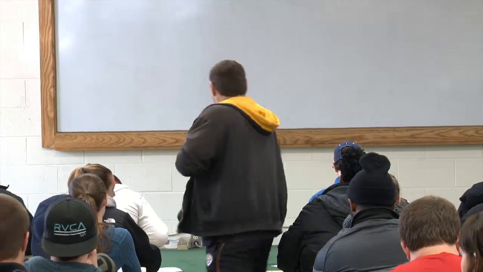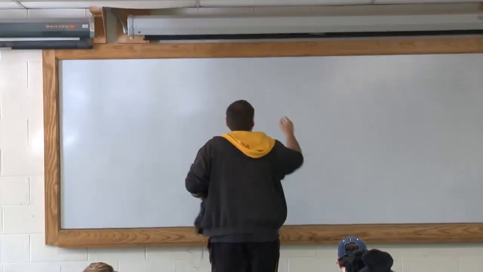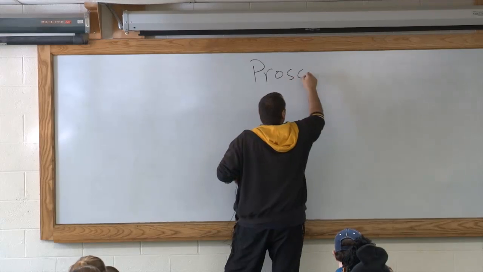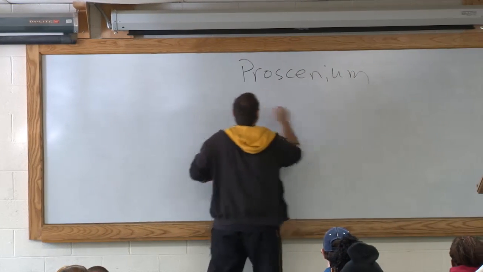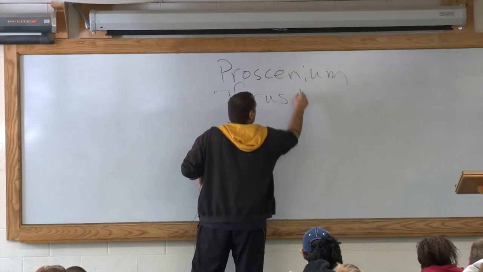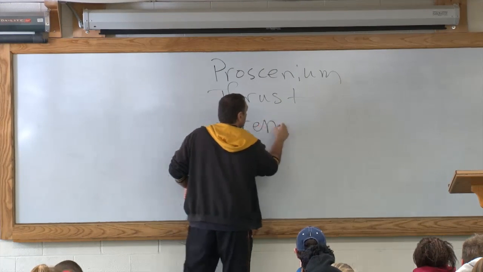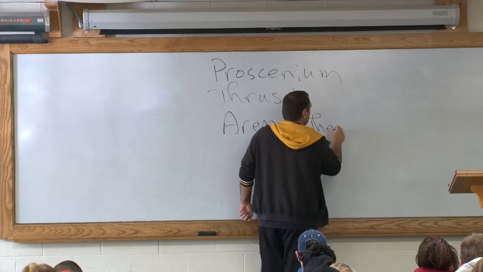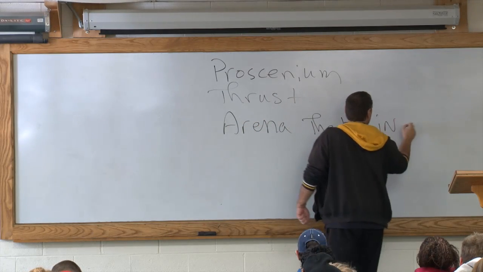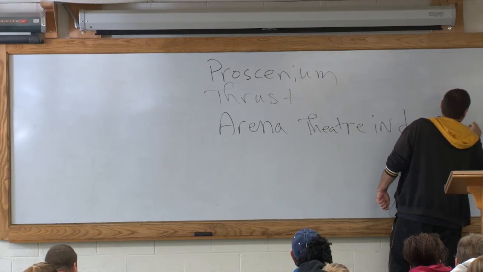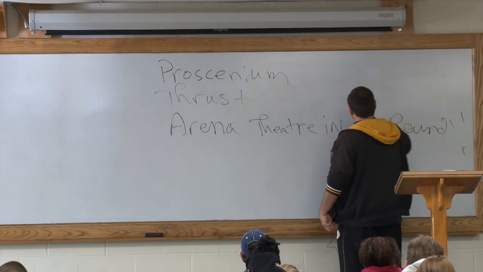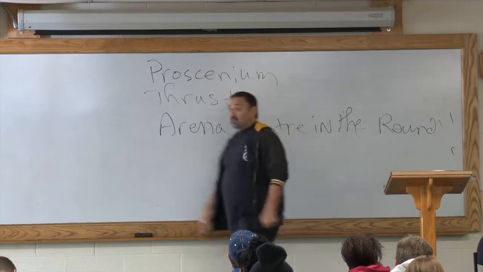In theater, we basically have three types of stages that we use for live theater. Proscenium, thrust, and arena, which is also called theater in the round. Oh, the round, excuse me. Theater in the round.